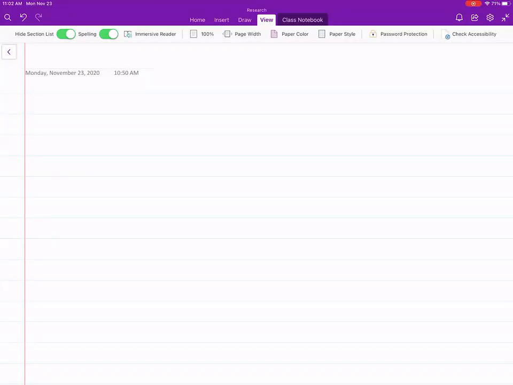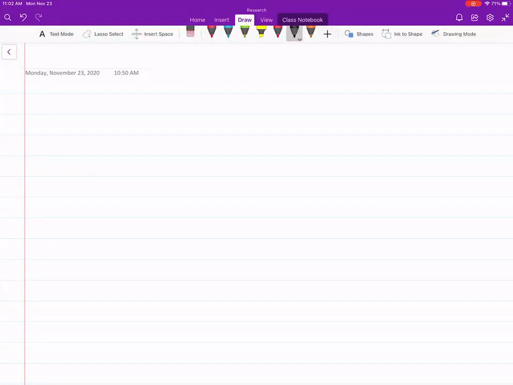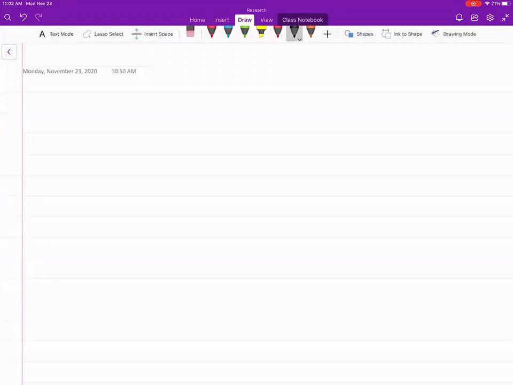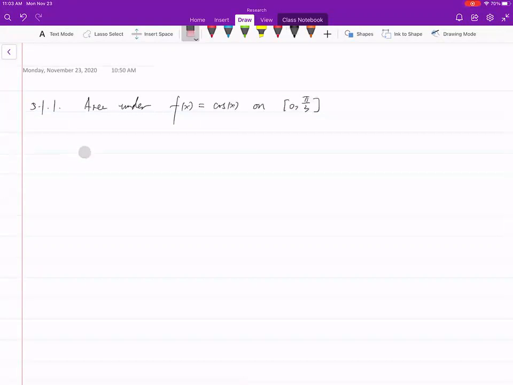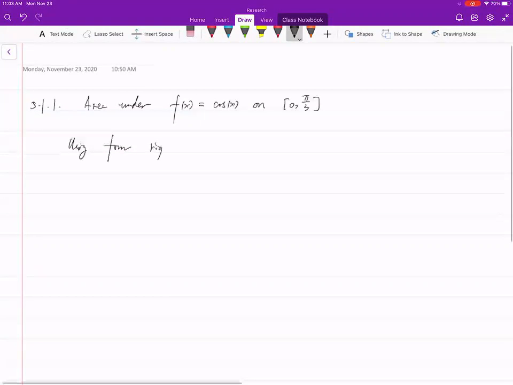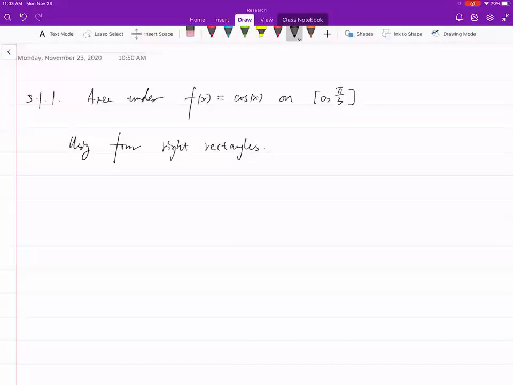Consider the area under this from here to here. What's the approximation of the area under the curve on 0 to pi over 3 using 4 right rectangles? Okay, we will first do this, and then left rectangles will be similar.